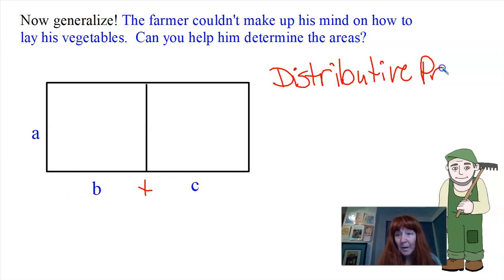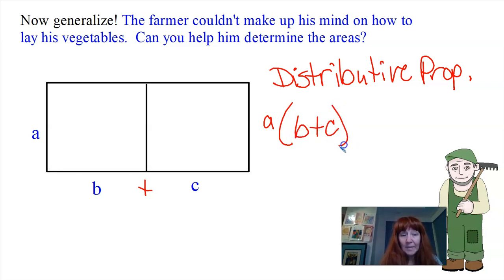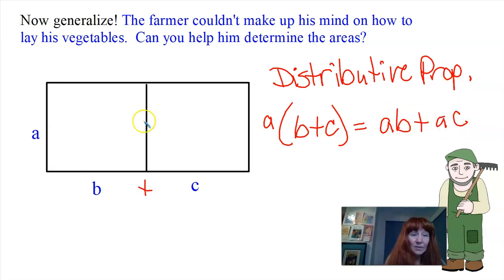So the distributive property is going to look like this. I take the width of A and I multiply it times the length, but the length isn't just one number, it's now two numbers added together. So I do it like this. A times B plus C is equal to A times B plus A times C, because you see the area inside here is A times B, and the area inside here, because this is also A, is A times C.